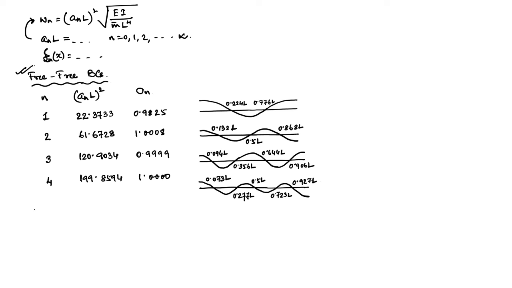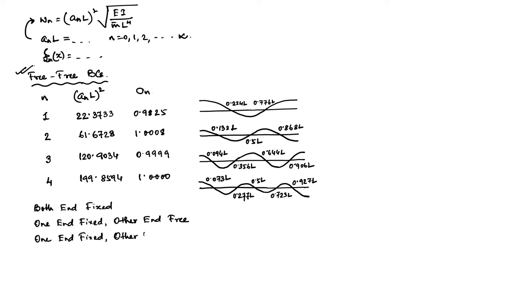Similarly, you can derive the expression for both ends fixed, then one end fixed and the other end free. So, this is the cantilever boundary condition, and then one end fixed and the other end simply supported.